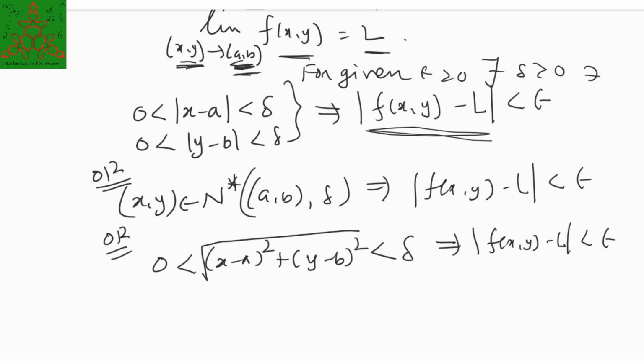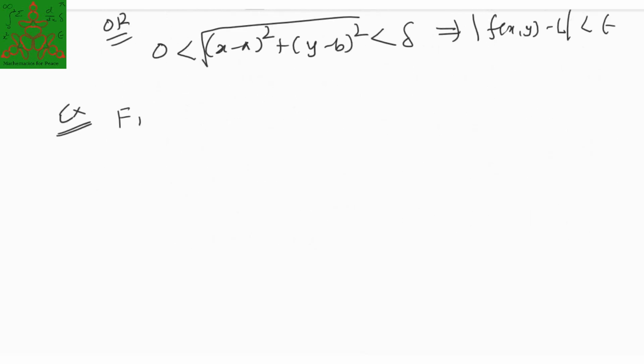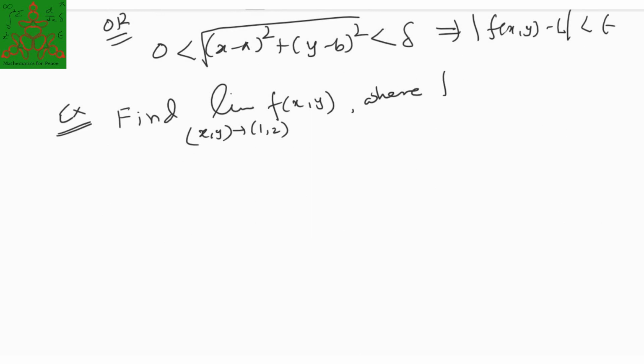This limit is also known as a simultaneous limit or a double limit. There are different names for this limit. So let's have the first example. Find the limit of f(x, y) as (x, y) approaches (1, 2), where f(x, y) is x. If you have f(x, y) equal to x, you can find out what this limit is.